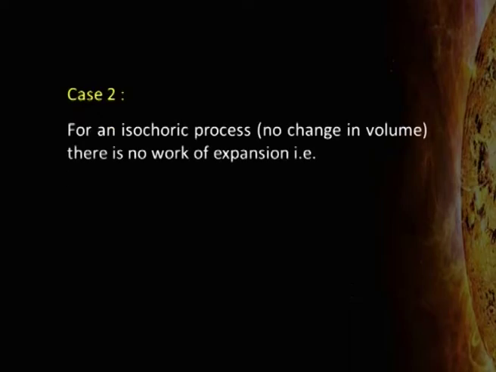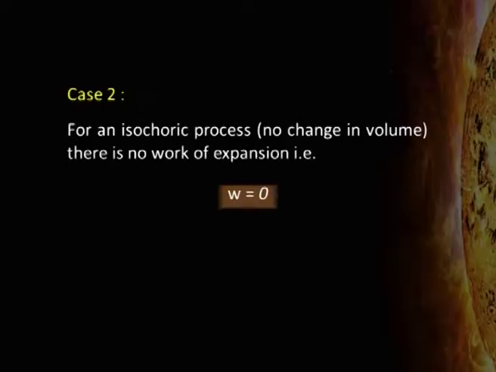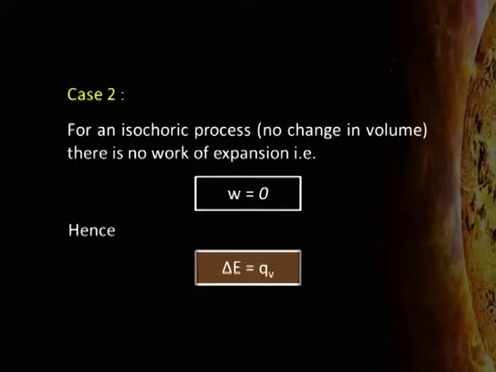For an isochoric process, volume will remain constant. Therefore, delta V will be equal to 0, or we can say that work done by the system or work done on the system will be equal to 0. Therefore, W will be equal to 0. Hence, the first law of thermodynamics, that is delta E equal to Q plus W, will take the form delta E equal to Q. Therefore, Q at constant volume will be equal to change in internal energy of the system.